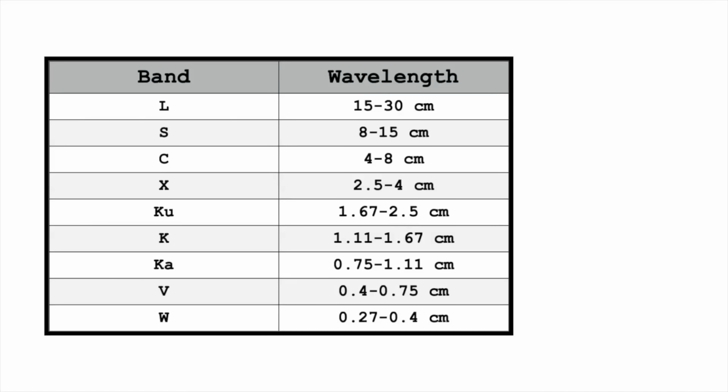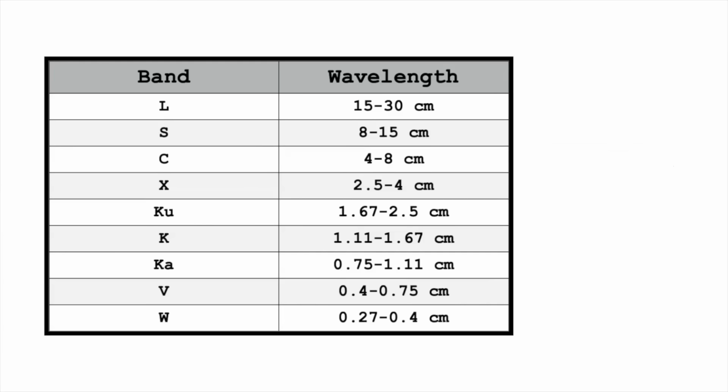WSR-88Ds, which are National Weather Service radars here in the US, operate at S-band with a wavelength of 8 to 15 centimeters. This is relatively large, making it a good choice for both close range and distant weather observation without significant impacts from attenuation. Terminal Doppler weather radars, or TDWRs, which are found at airports, are C-band radars which use a 4 to 8 centimeter wavelength. This increases spatial resolution but also makes them more susceptible to attenuation. As a result, they are better suited for short-range weather observation.